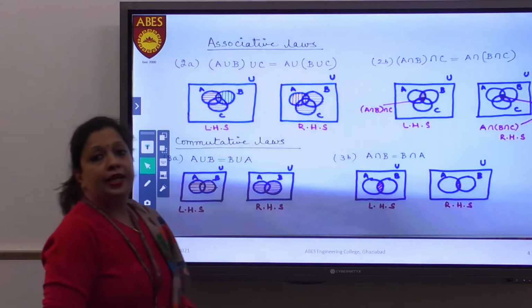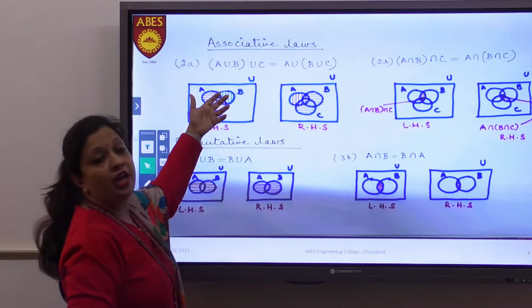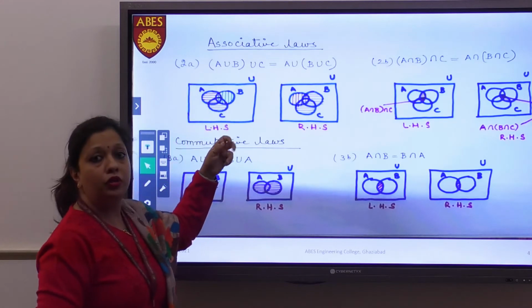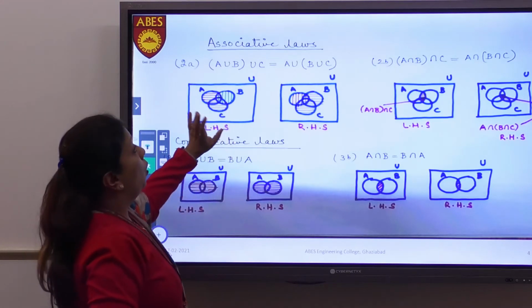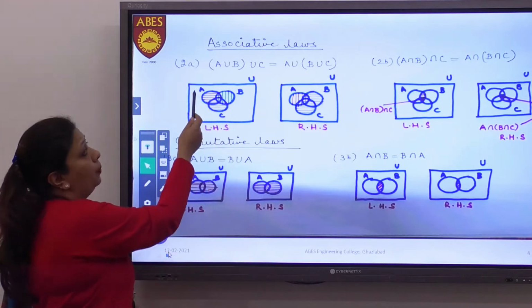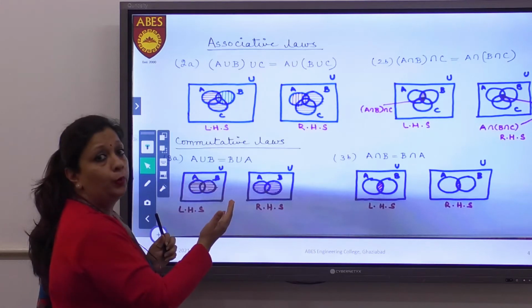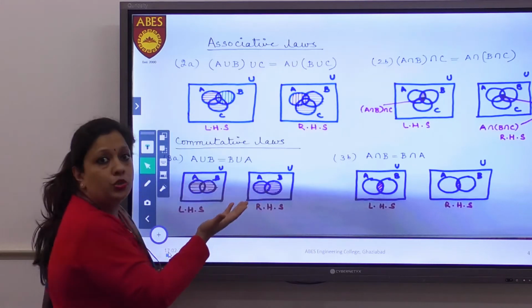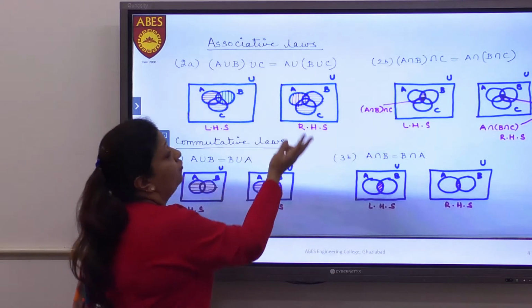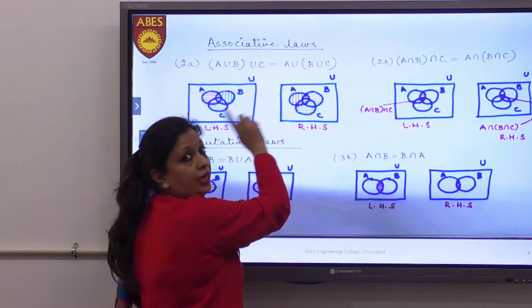Now coming to the second law which is known as associative law. In the first section we have discussed the associative law for the union operation. So what does it say? It says that when we apply the union operation on any two sets A and B and then we take its union with the third set C, its resultant will be same as if I take the union of B and C first and then union with set A.